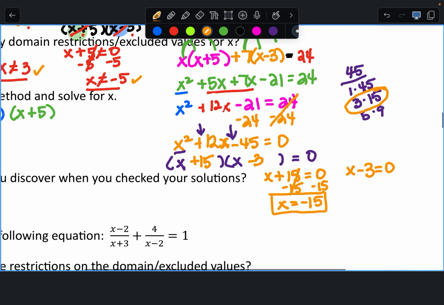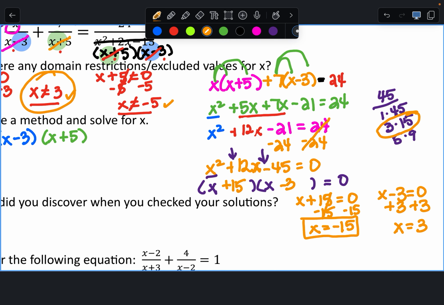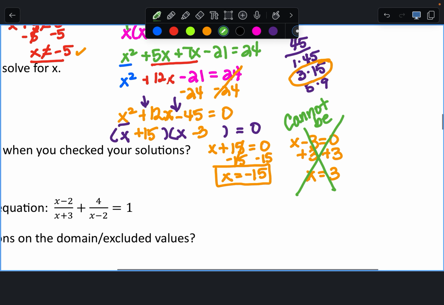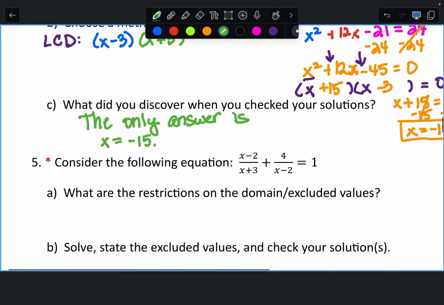Then when I solve this one, if I add 3 on both sides, I get x is 3. If you come back, that is one of my restrictions. It says x cannot be 3. So this cannot be an answer. So what did I discover? The only answer is x is a negative 15. Okay. All right, let's do this next one.